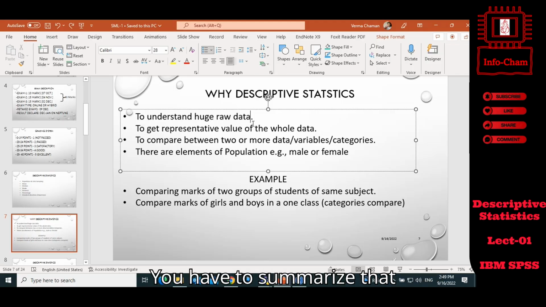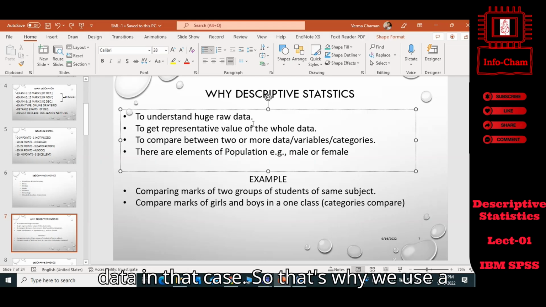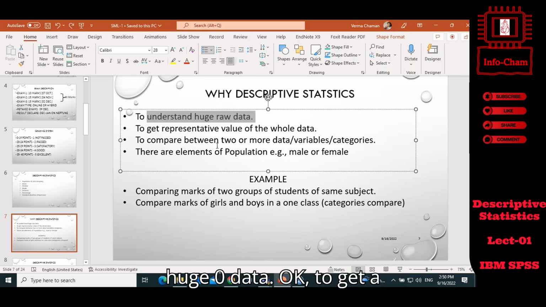You have to summarize that out of 1,000 people, 500 people are aged 50 years, for example, 300 people are aged 30 years, and the rest, like 200, are adults, maybe 20 years. Just think. So you can describe your data in that case. That's why we use descriptive statistics to understand huge raw data.